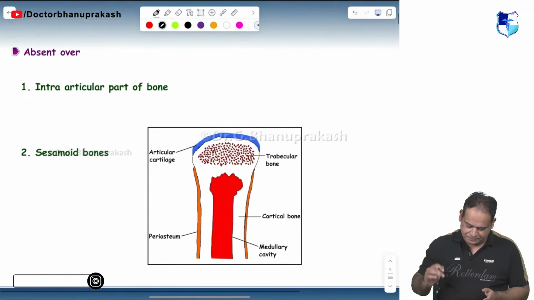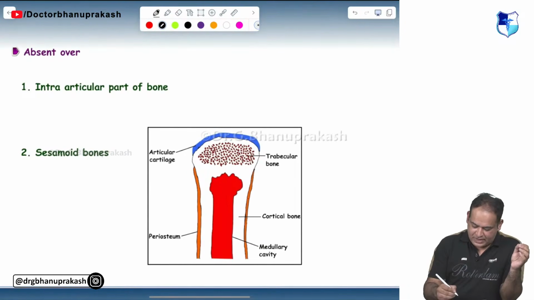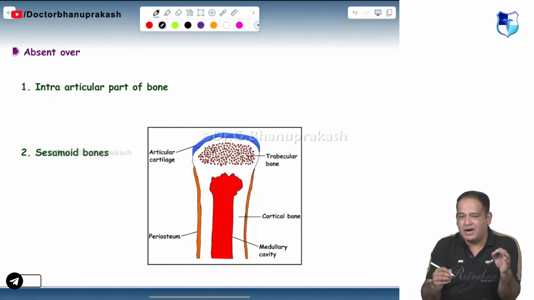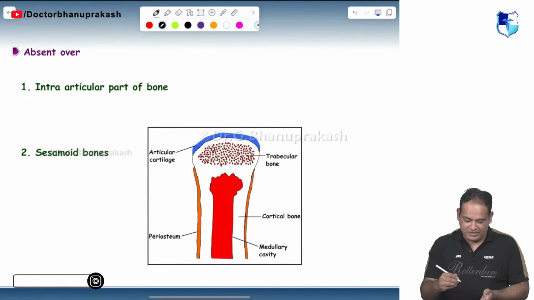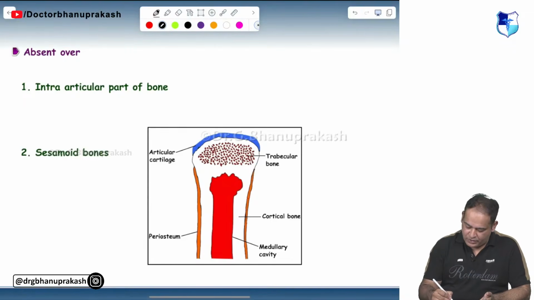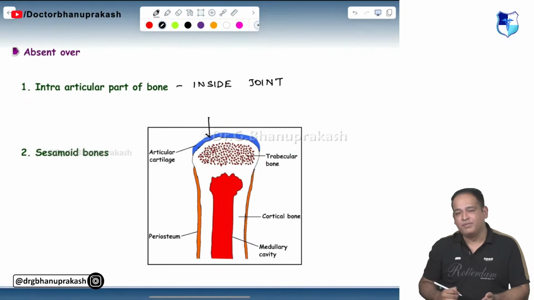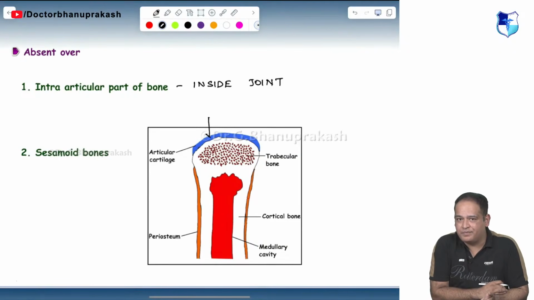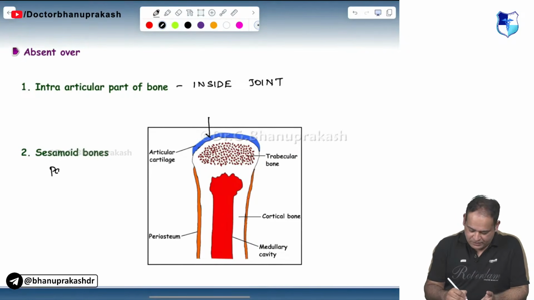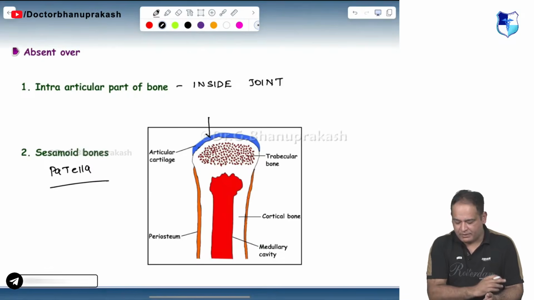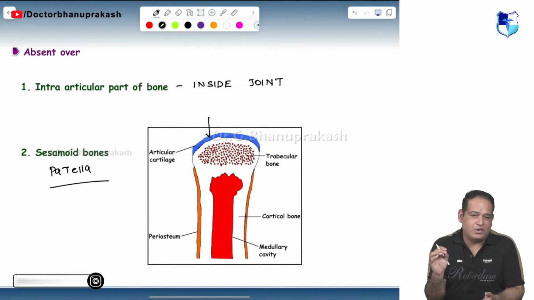Right? Now, see. So, periosteum, it is absent over intra-articular part of the bone. Periosteum, it is absent over two things. It is absent over intra-articular, that means part of the bone which is inside the joint. Right? Now, it is absent over sesamoid bones. For example, it is absent over patella. Right? Now, see. I told you that periosteum is super important in fracture healing, in infection control, in tumor control.